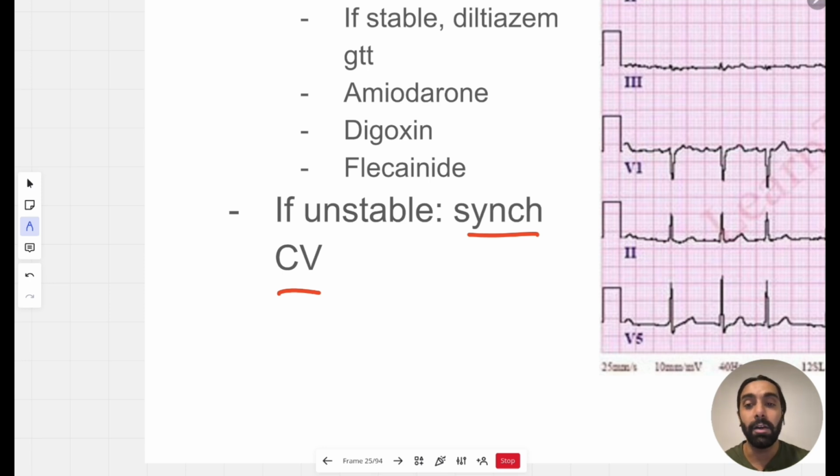Synchronize is a setting when you shock them that tries to avoid the T wave, and especially the first half of the T wave, which is the highest risk for generating a ventricular arrhythmia if you shock them during that part of the phase.